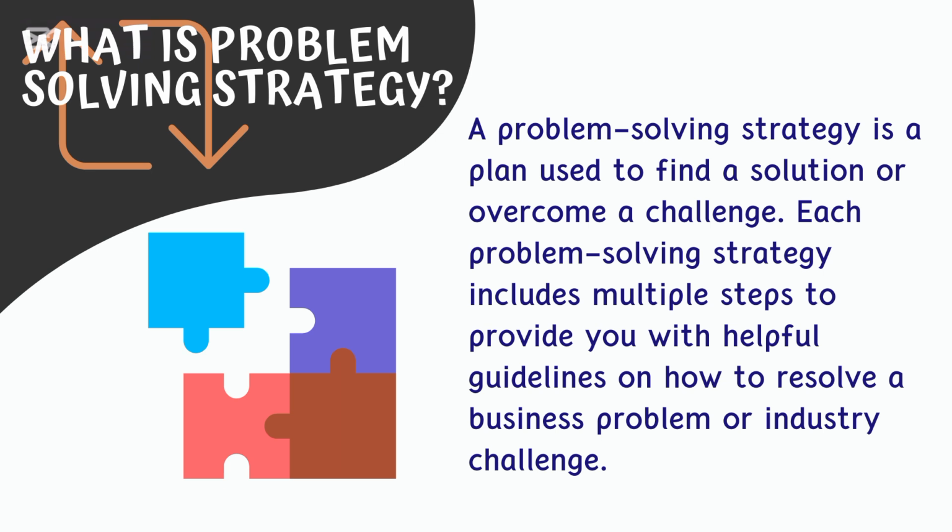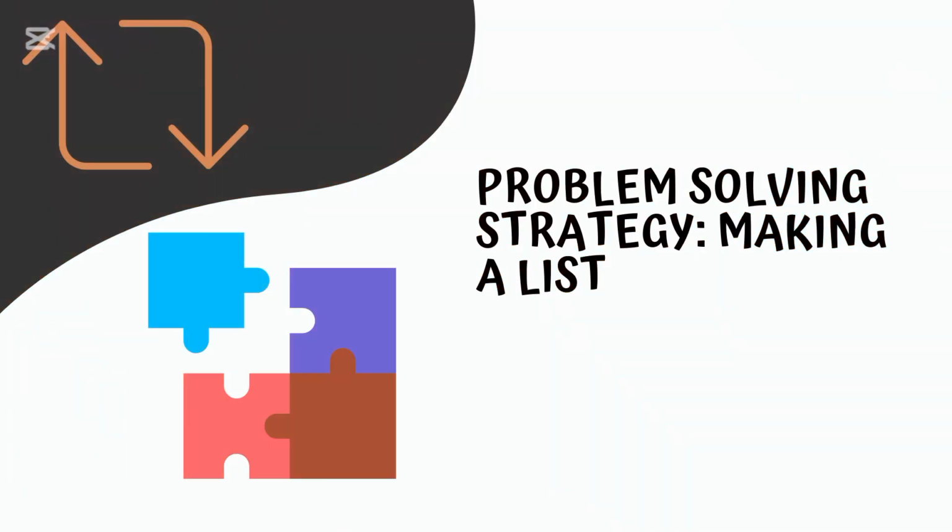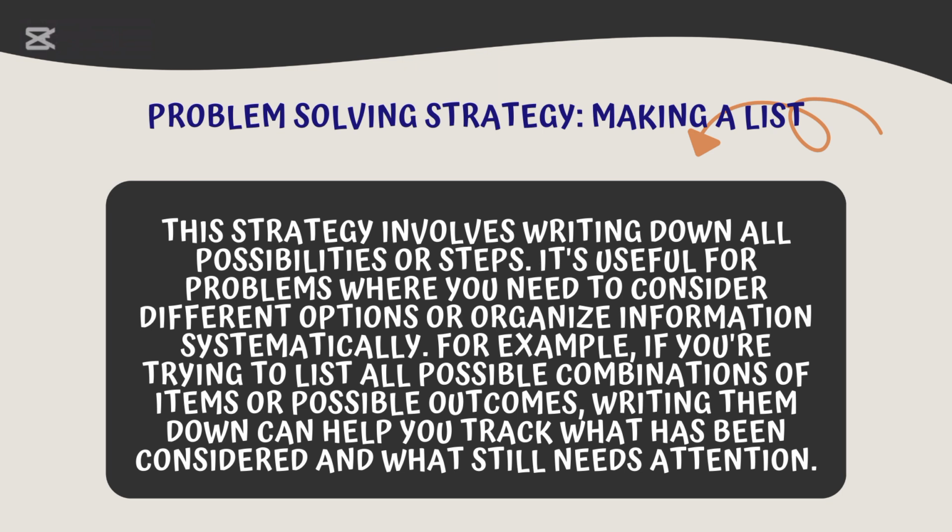Let's go with the first problem-solving strategy, making a list. This strategy involves writing down all possibilities or steps. It's useful for problems where you need to consider different options or organize information systematically. For example, if you're trying to list all possible combinations of items or possible outcomes, writing them down can help you track what has been considered and what still needs attention.